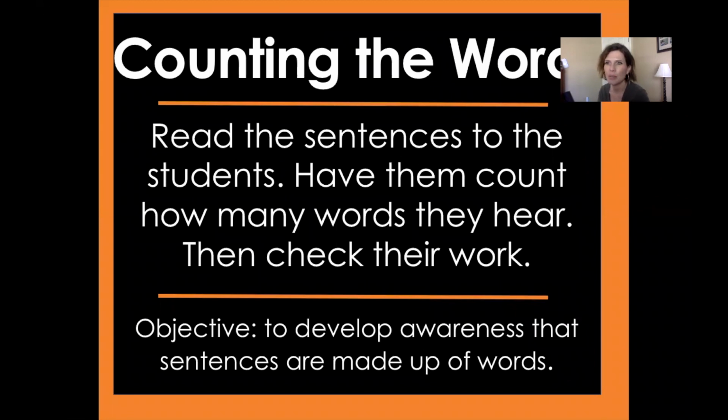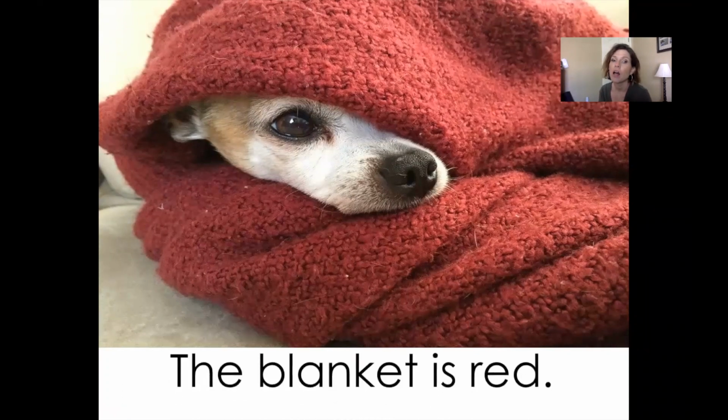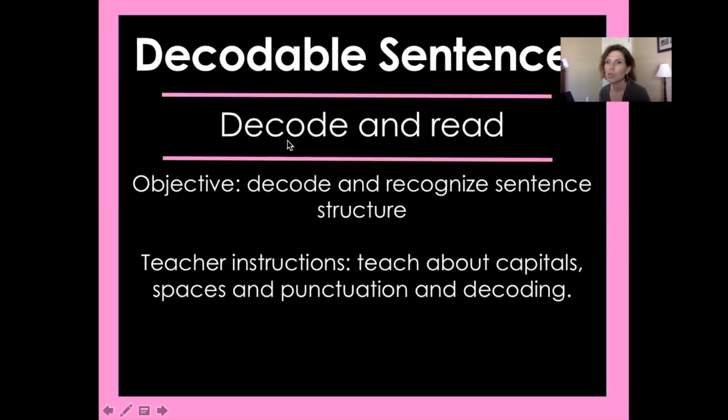So in this one, there's a couple of things that I have about sentences. On this first one they're counting the words in the sentence, so then they're aware that sentences are made up of words. So you look at the picture and you can even have them come up with a sentence that goes with this picture, or you can use the sentence that I've provided. So the blanket is red. Let's count how many words. The blanket is red. Let's check it. The blanket is red. So this is another one that you can use where you're counting the words. The other one is just decodable sentences.